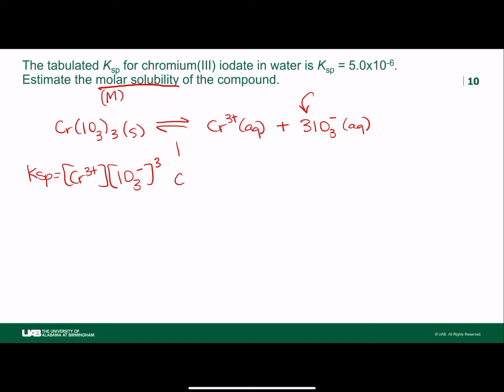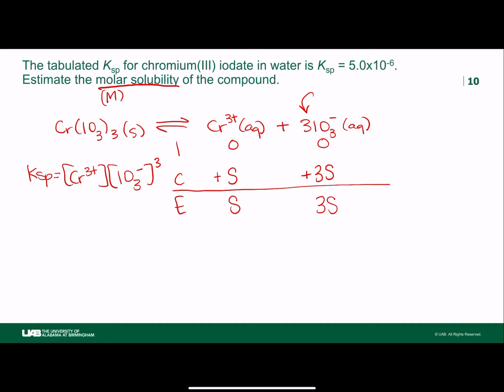But if I set up an ice table starting here, I can say that initially I didn't have any moles of that because the solid hasn't been allowed to dissociate into ions yet. So those guys must be 0. When this changes, it's going to change by a factor of S because there's 1 chromium for every one of those chromium salts. And this actually changes by a factor of 3S because there's 3 iodates for every 1 mole of that chromium salt. So at equilibrium, I have an S and I have a 3S.